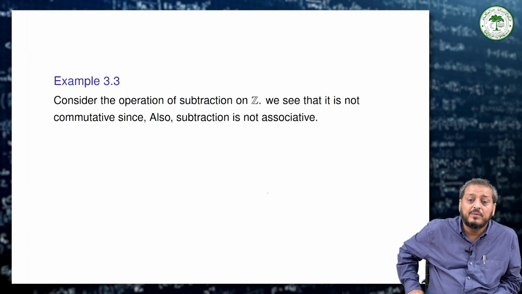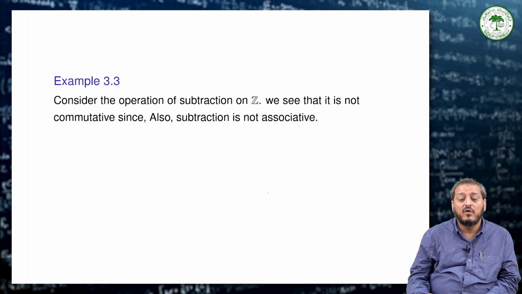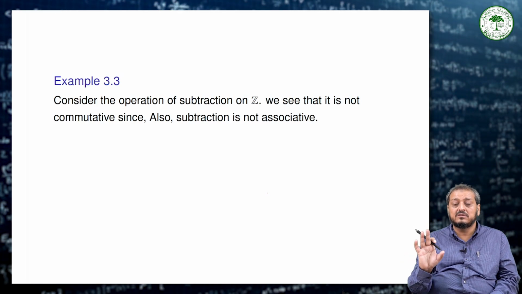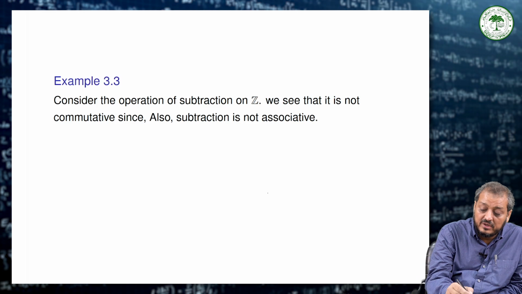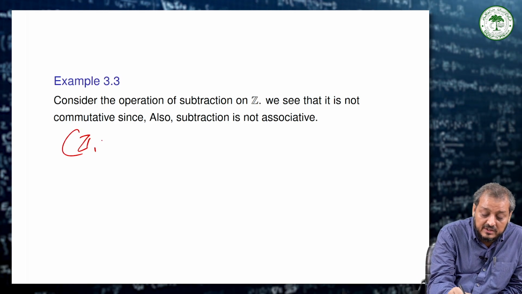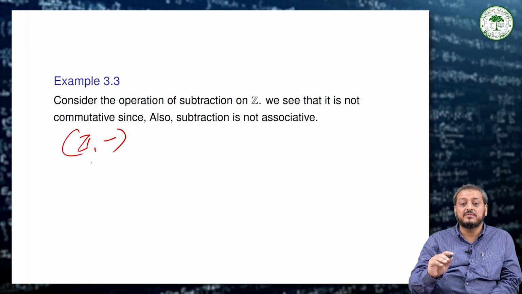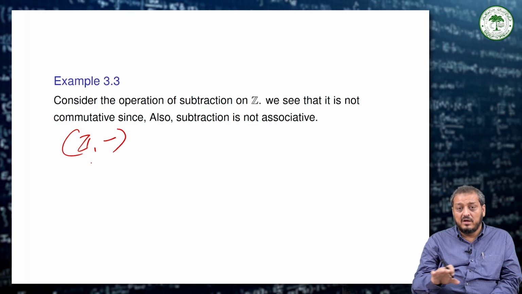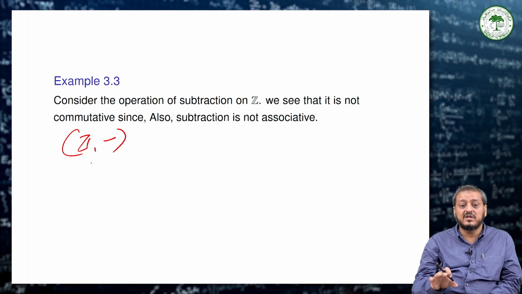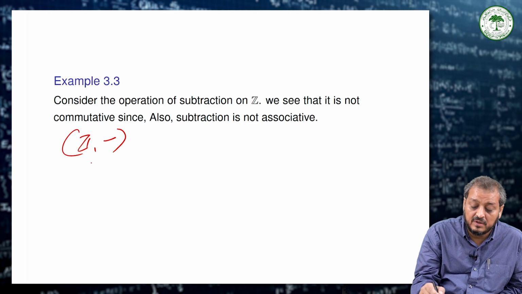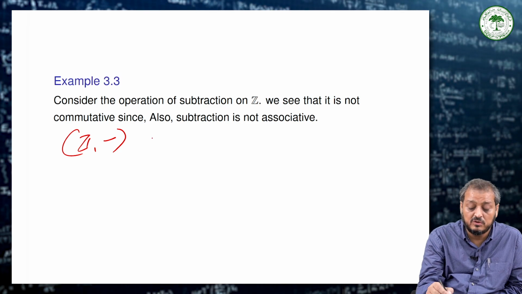Consider the operation of subtraction. We see that on Z, the set of integers, subtraction is clearly a binary operation because we can take any two integers and satisfy this condition, but it is not associative and also not commutative.